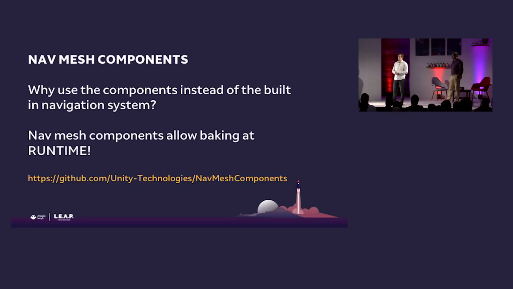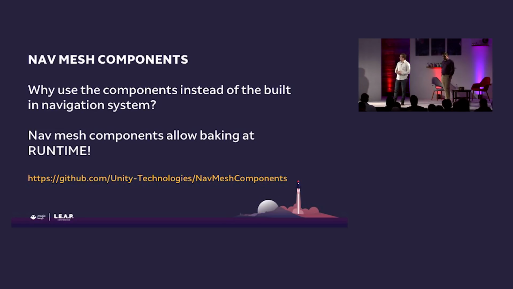We're using something called nav mesh components, which is a system built by Unity that is built on top of the navigation system and is currently separate outside of Unity. And the reason we need to use this is because we want to be baking these at runtime. We want to take advantage of this world reconstruction and this dynamic environment. And if you guys want to get the nav mesh components, they're freely available on the GitHub link there through Unity's official GitHub page.